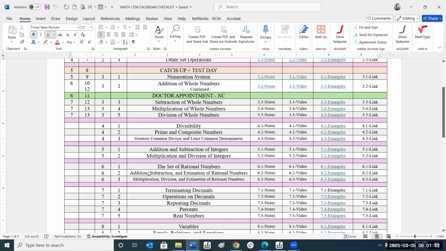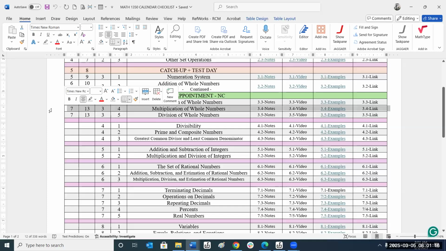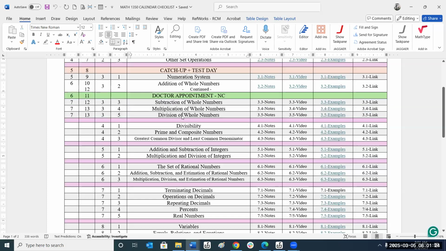All right, as you see here, we're approximately right here right now. We're going to do multiplication of whole numbers. If we have time, we'll do division also. But again, I don't know if we're going to have that much time. If we start it, then you know the concepts of division as well. So I will try to finish as far as we can.